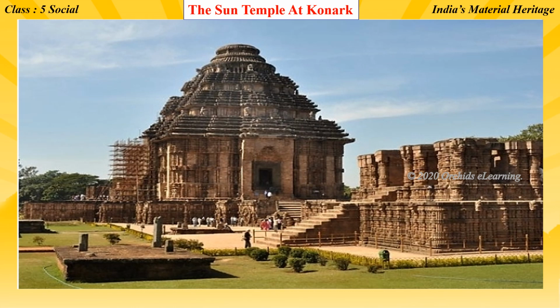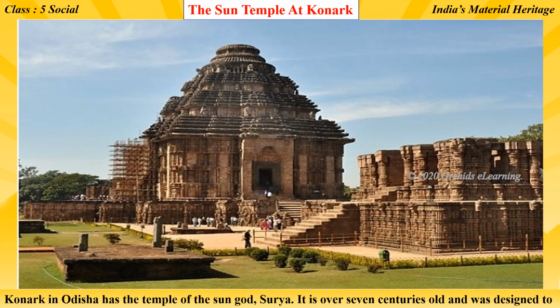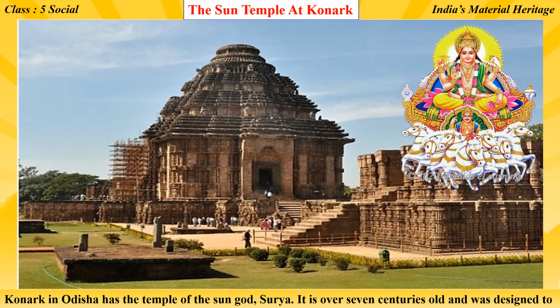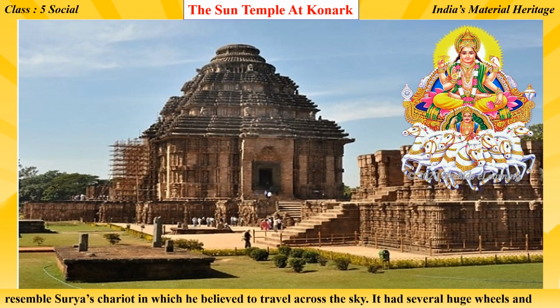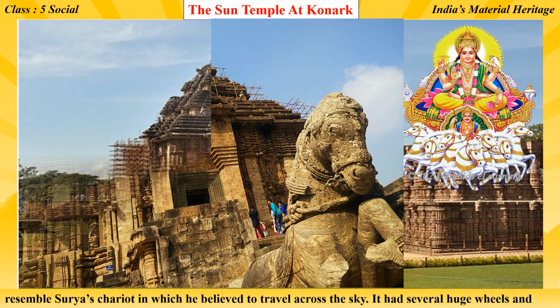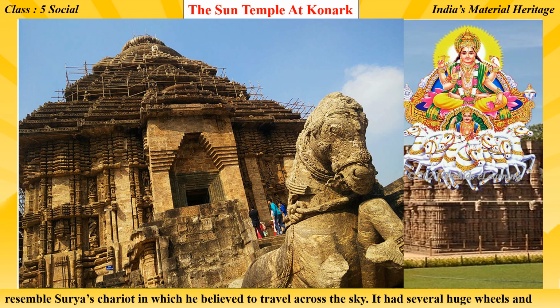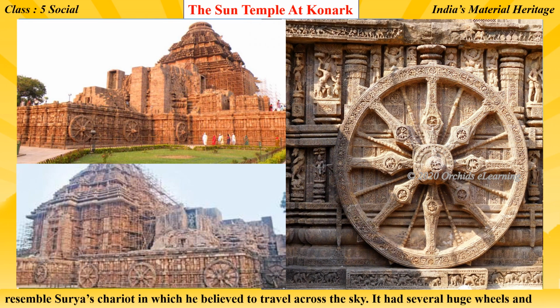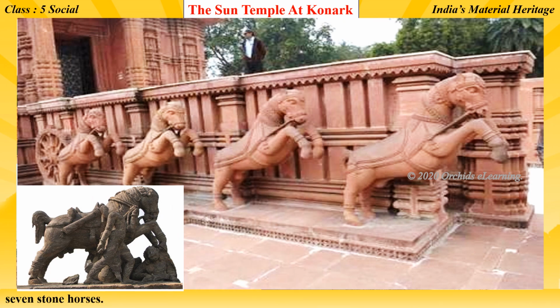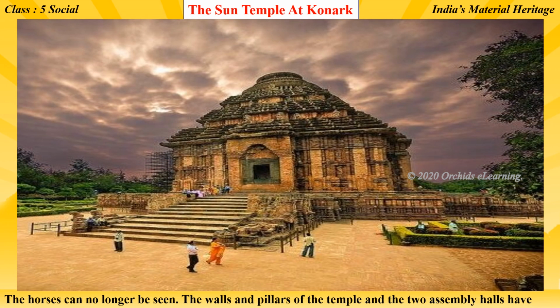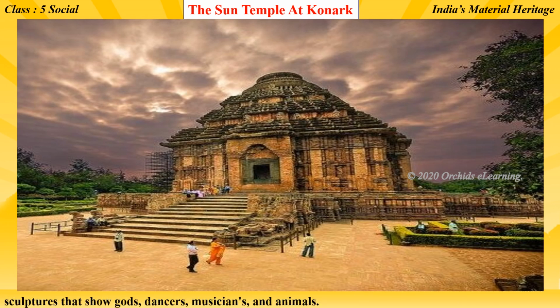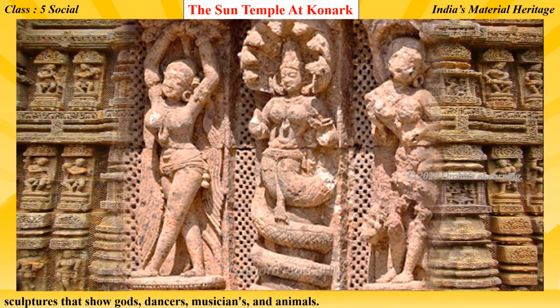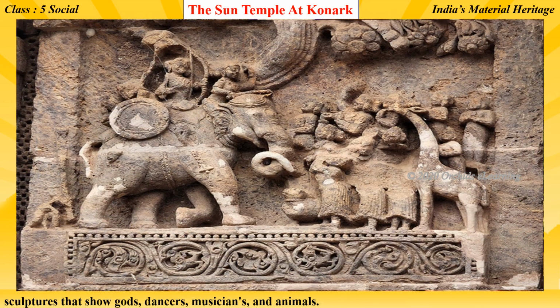The Sun Temple at Konark. Konark in Orissa has the temple of the sun god, Surya. It is over 7 centuries old, and was designed to resemble Surya's chariot, in which he is believed to travel across the sky. It had several huge wheels and 7 stone horses. The horses can no longer be seen. The walls and pillars of the temple and the 2 assembly halls have sculptures that show gods, dancers, musicians, and animals.